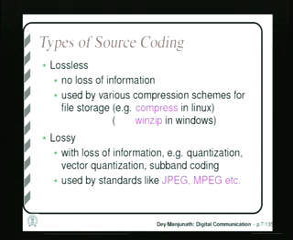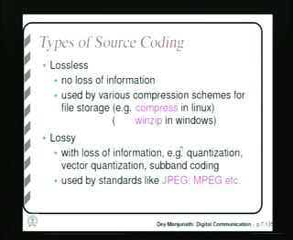So, we have seen two types of source coding. One is lossless, where there is no loss of information due to coding, and this is used by various file compression techniques in computers, for example compress in Linux or WinZip in Windows. And then another type of source coding is called lossy source coding, which involves loss of information.